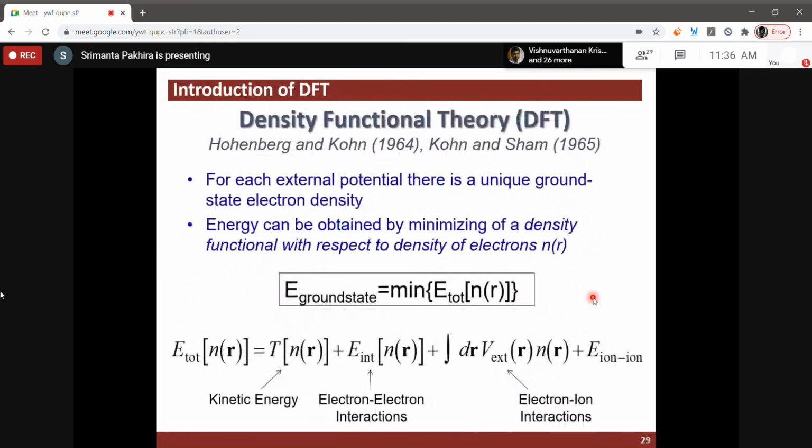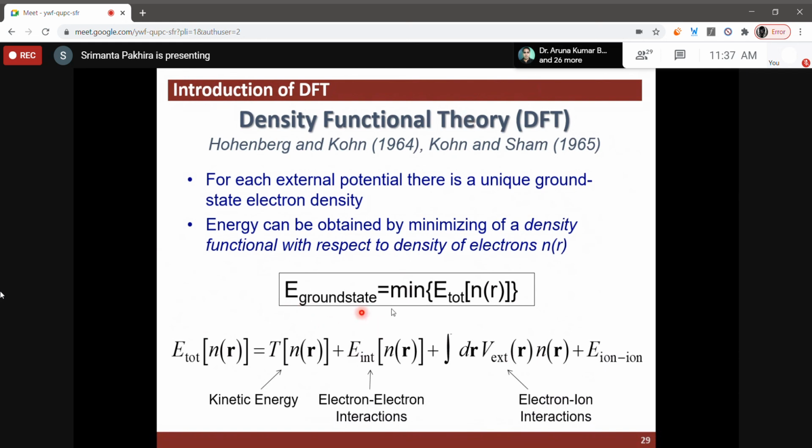So in density functional theory, Walter Kohn and Sham in 1965 proposed the theory, and the way they deal with it is how to get the electronic ground state energy and wave function. For each external potential there should be a unique ground state. That was the first theorem, and energy can be minimized by minimizing the density functional with respect to the electron density. So they wrote it this way. I am copying exactly from their paper.